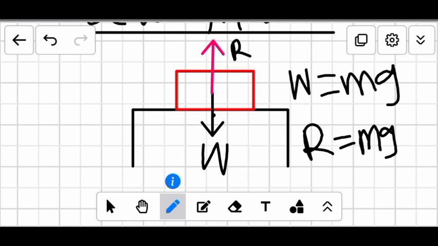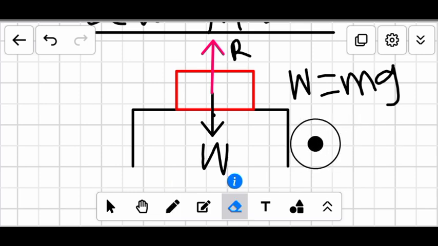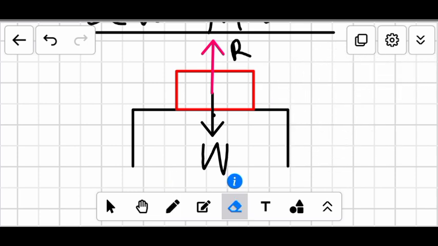Now, let us consider the frictional force when someone is trying to push the table. If we have to push this block on the table, we must overcome the static frictional force. So there should be a static frictional force acting in this direction.